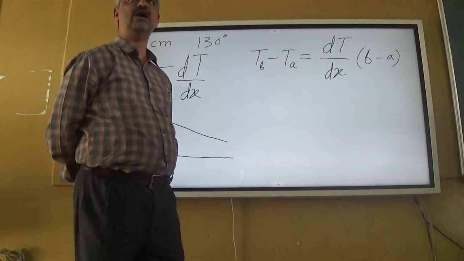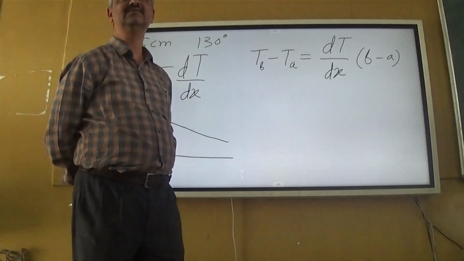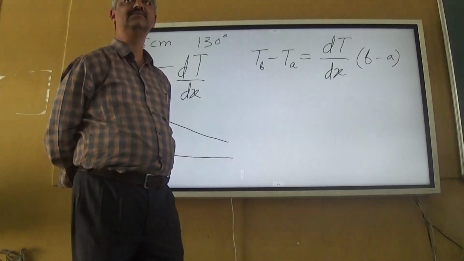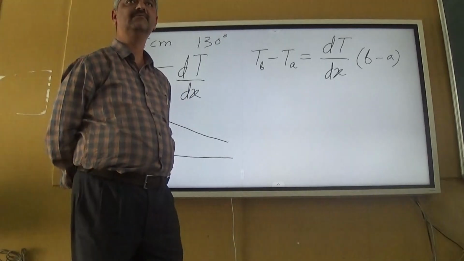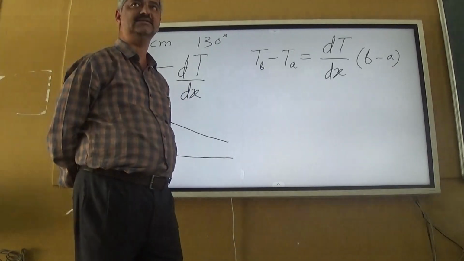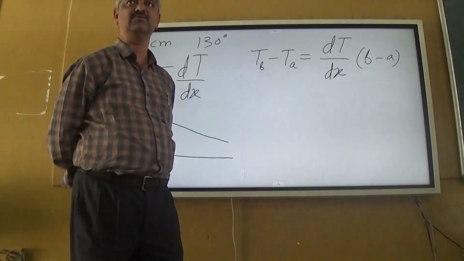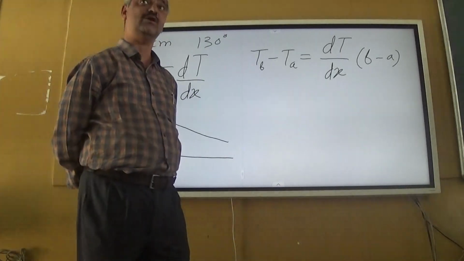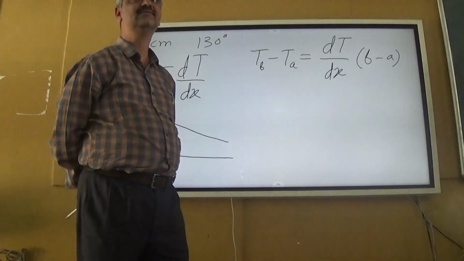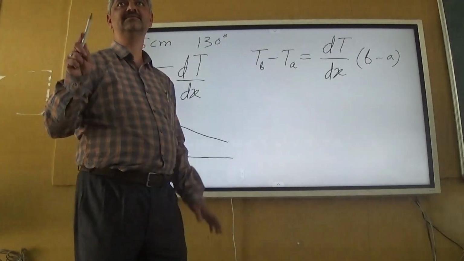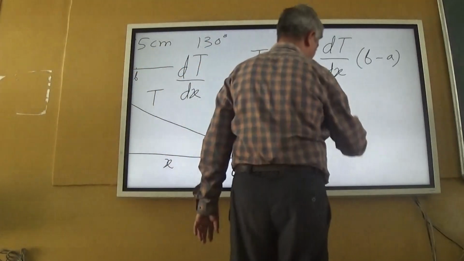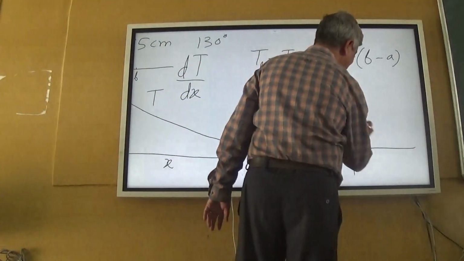Your answer would have been exactly correct when A and B are nearly equal, meaning the distance between A and B is very small. Now it is not very small, it is substantially large. Then what will you do? Even if the distance is substantially large, your answer would still have been correct if the gradient is constant.